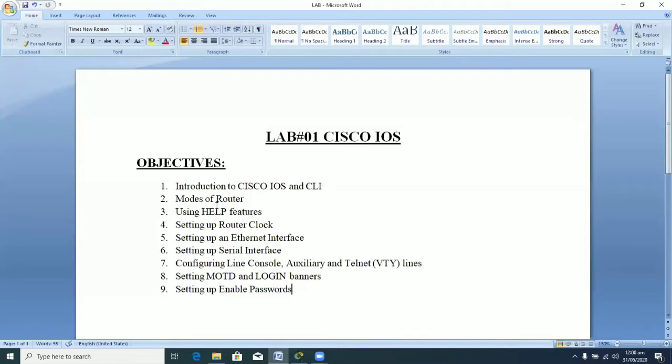So the other points that I will be telling you in this lab are basically letting you understand the different modes of your router using the help features, and then we will be performing simple tasks on our routers, like setting up the router's clock, and setting up an Ethernet interface, serial interface, configuring the console line, auxiliary line, and the telnet VTY lines, then setting up the banners, and then two different types of enable mode passwords will be set up in this particular lab.